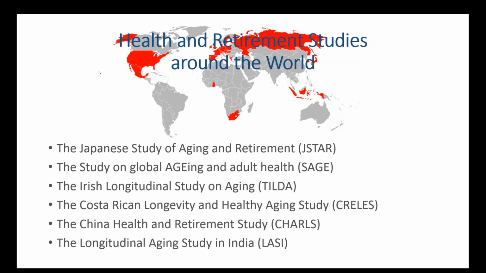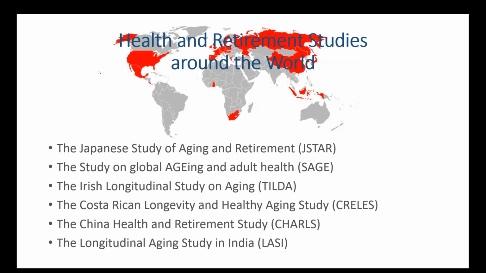The Irish Longitudinal Study of Aging, TILDA, is a nationally representative panel survey of people aged 50 and older and their spouses in Ireland, started in 2010. CRELES, or the Costa Rican Longevity and Healthy Aging Study, was started in 2005, and they had 4 waves. And the second cohort, which was 2010 and 2012, are the most comparable to the HRS.